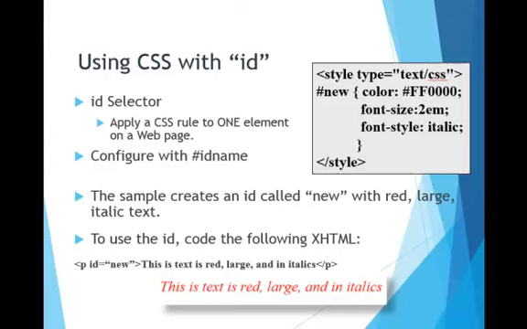We can also use what's called ID selectors, and this is going to apply a CSS rule to just one element on a web page. We do this by configuring it with the hashtag and then the name. The sample will create an ID called new with red large italic text. To use it, the code in the design will be paragraph ID new, and then we'll put whatever text we want there. However, in the heading content, we're going to have that pound new and then set the color, font size, and style.